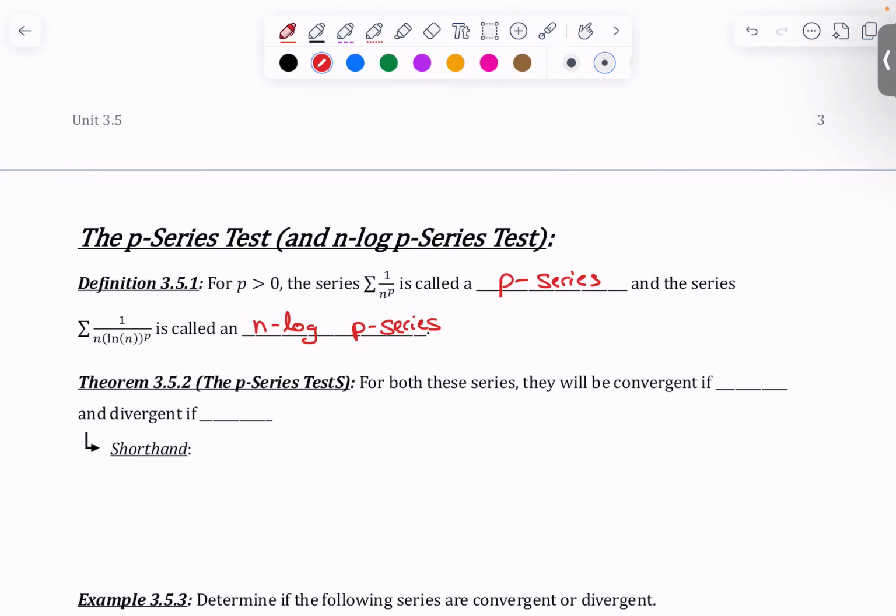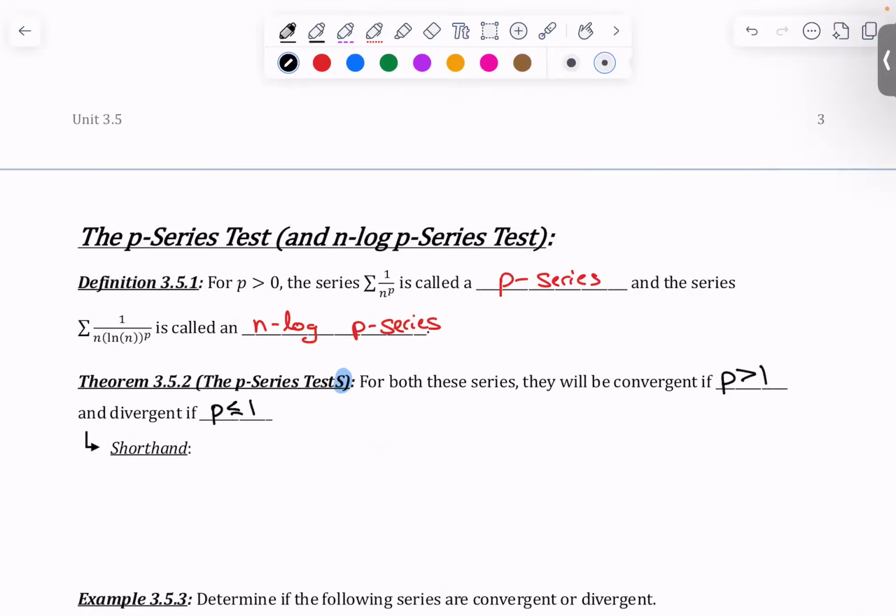And so we have the P series tests. Please notice that I made it tests, with the big S, to exaggerate the fact that this is both for the P series and the n log P series. Both of these series will be convergent if P is strictly greater than 1, and they will be divergent if P is less than or equal to 1.